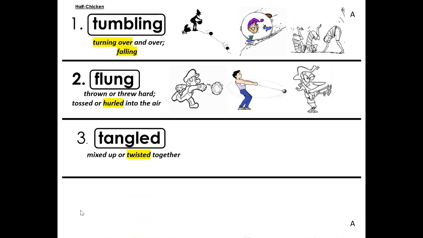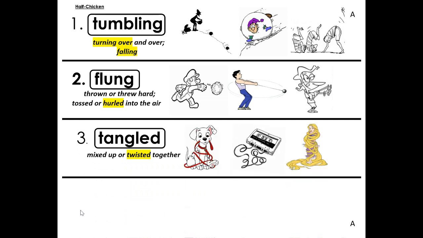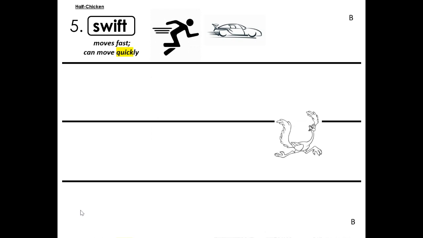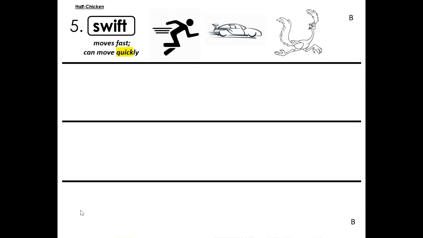Number 3, tangled, mixed up or twisted together. And I highlighted twisted. Number 4, empty, nothing in it. Unfilled. Number 5, swift, moves fast, can move quickly.